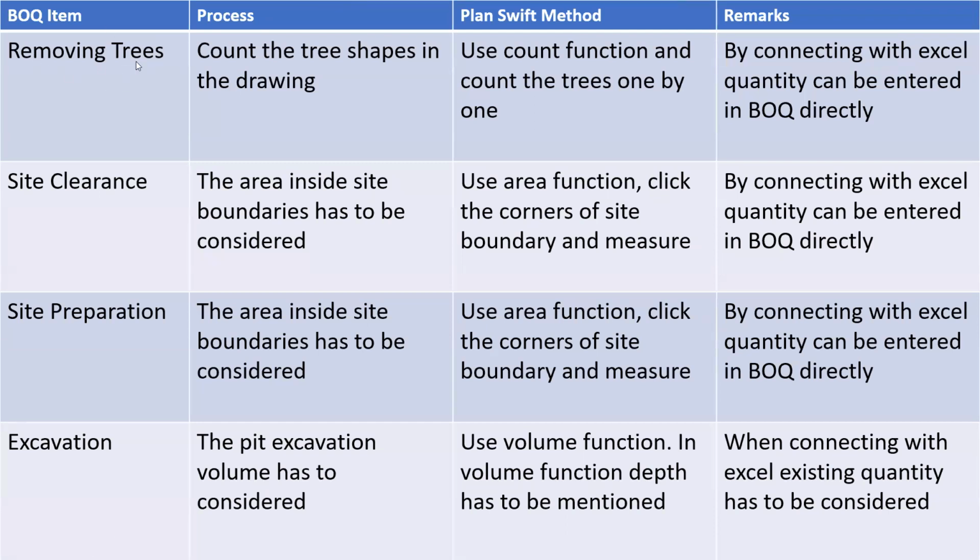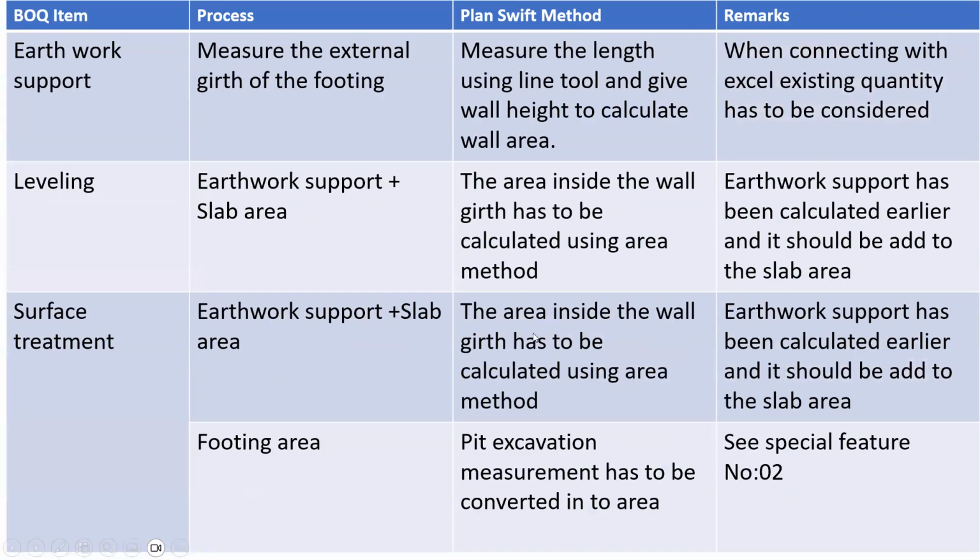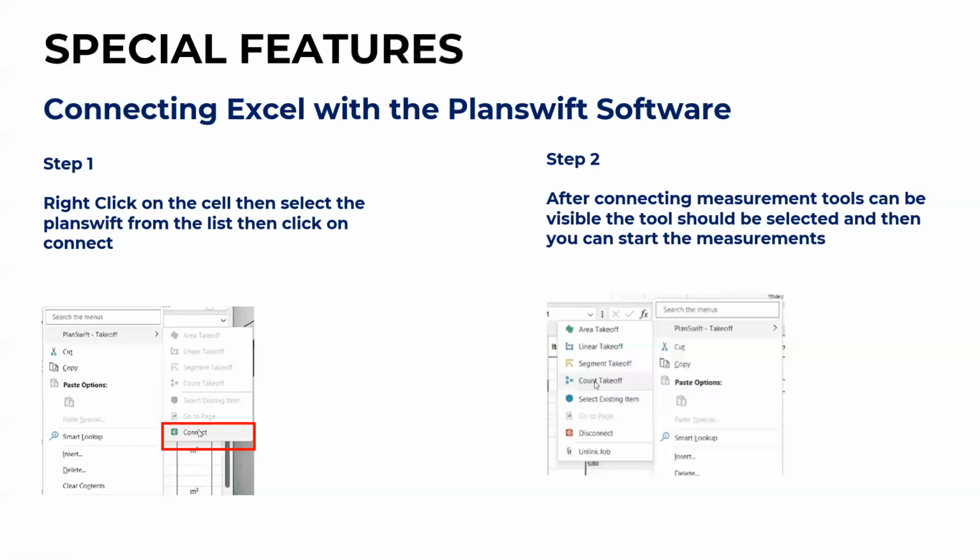BOQ item is removing trees. Process: count the tree shapes in the drawing. PlanShift method: use count function and count the trees one by one. Then the remarks. Everything has been explained comprehensively in this note. In surface treatment, what is the process? Earthwork support and slab area you have to consider. In footing area also you have to consider the area inside the wall girth, which has to be calculated using area method. Everything has been explained in this note.